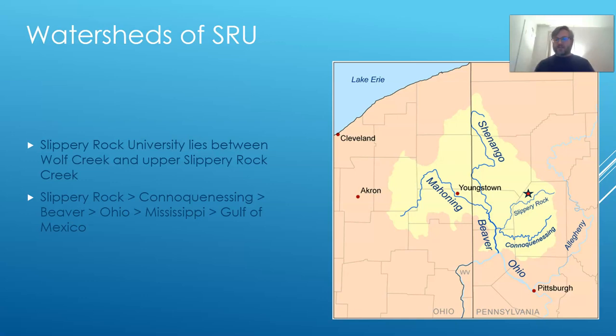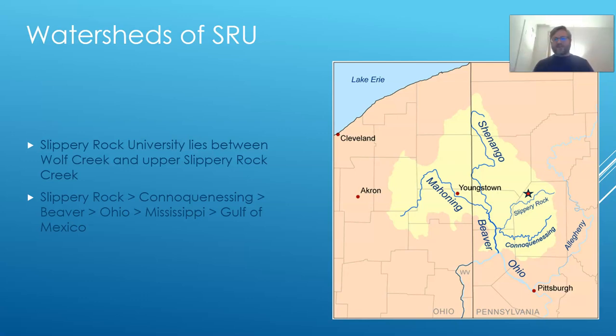If you were to go somewhere on campus or in town and pour some water on the ground, would that water flow to Wolf Creek or would it flow to the upper part of Slippery Rock Creek? The answer is going to depend on exactly where you are. Some places in the Slippery Rock area, it would flow one direction, some would flow the other, because we've got that drainage divide running right through the community.